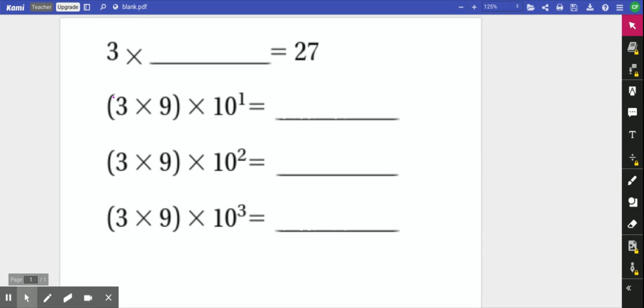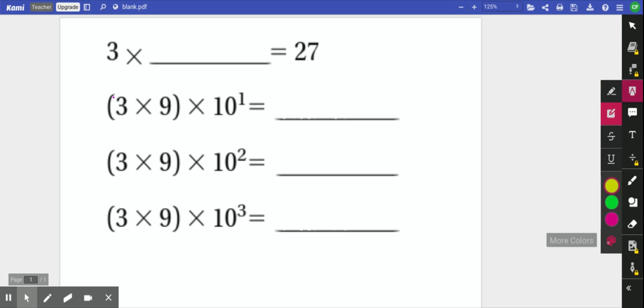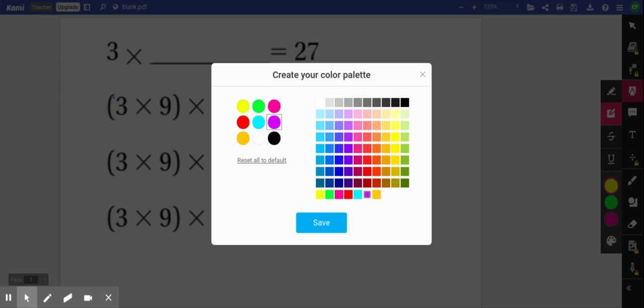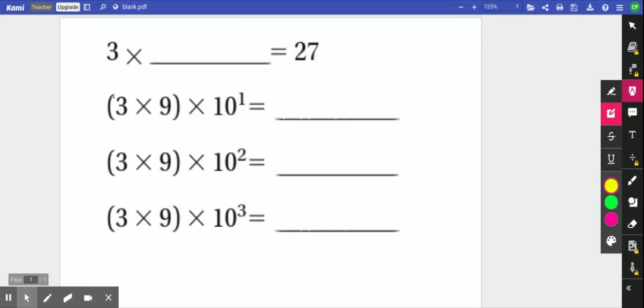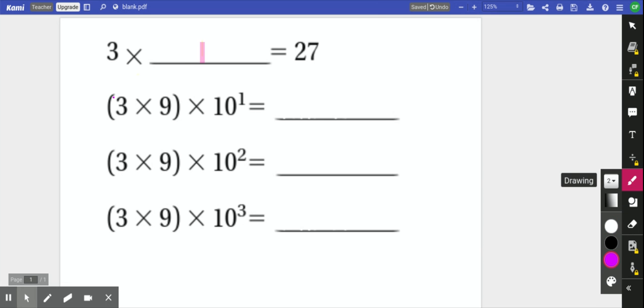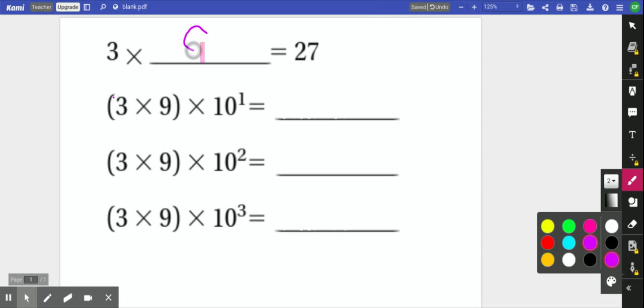The patterns that you're going to look at today, they start off with a basic fact. So the easiest thing is going to be to identify that basic fact, okay, and then move on to your power of 10 or your exponent. So when I look here, 3 times what is 27? Well, that's going to be 9. 3 times 9 is 27.